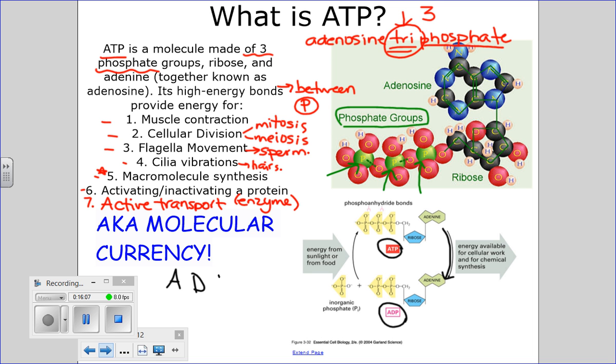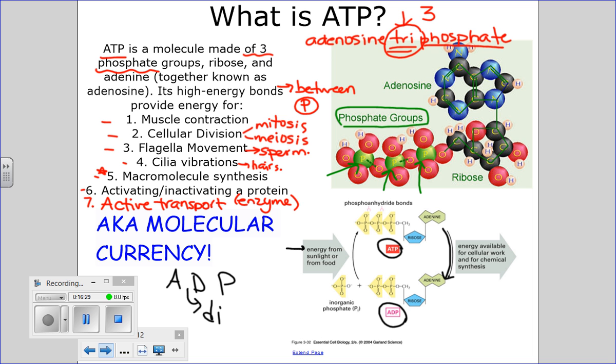ADP stands for adenosine diphosphate. It means that there are 2 phosphate groups instead of 3. Now there's also something called AMP, adenosine monophosphate, but it's not something that we're going to discuss, but I just want you to know that that's a possibility as well.